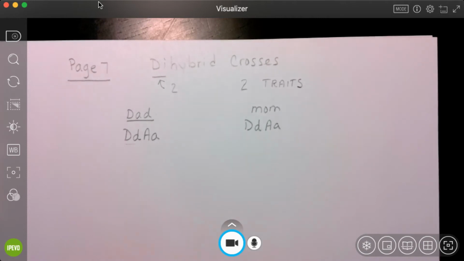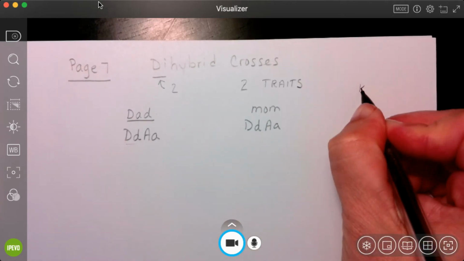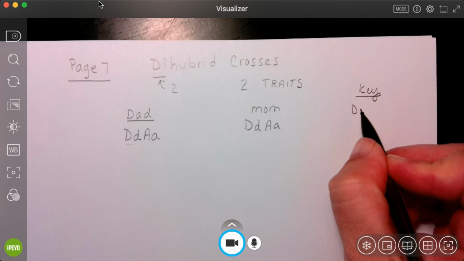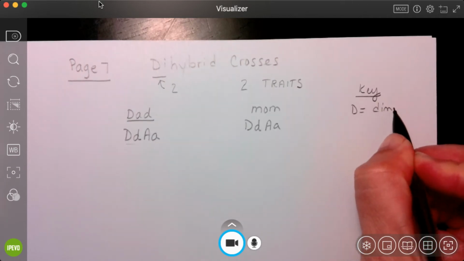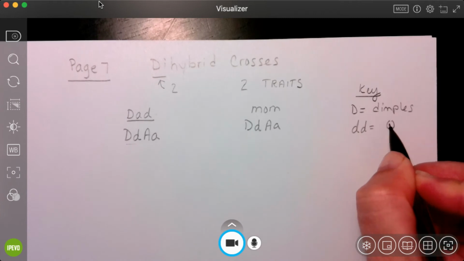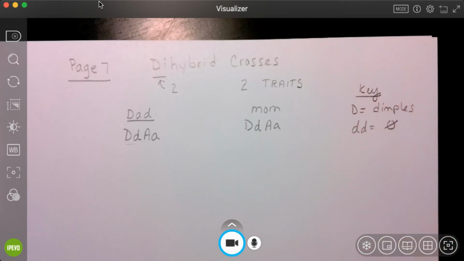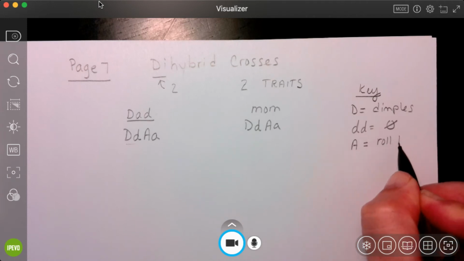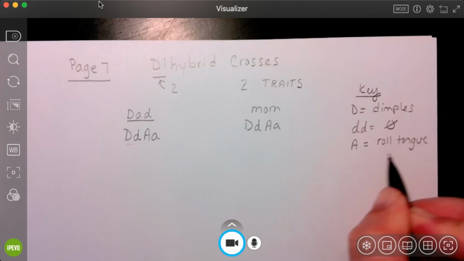Let's write a little key off here to the side for ourselves so we can understand what these different letters represent. And so on the top of page 7 in your packet, we see that a big D means they have dimples. Two little d's would mean no dimples. A big A means you can roll your tongue. And two little a's would mean you cannot roll your tongue.